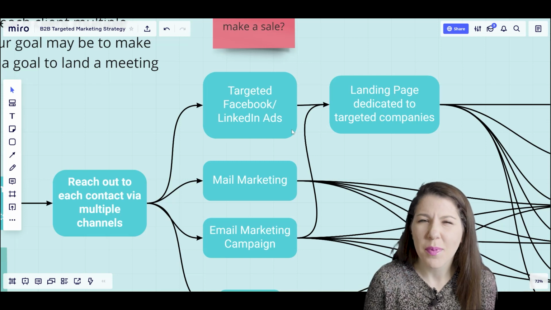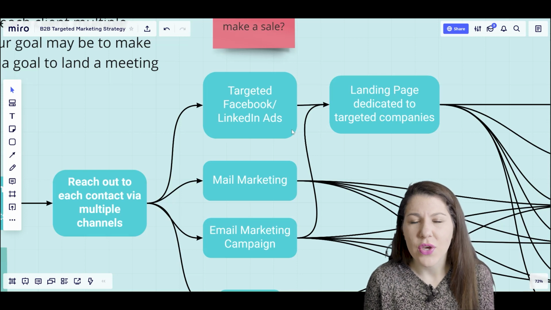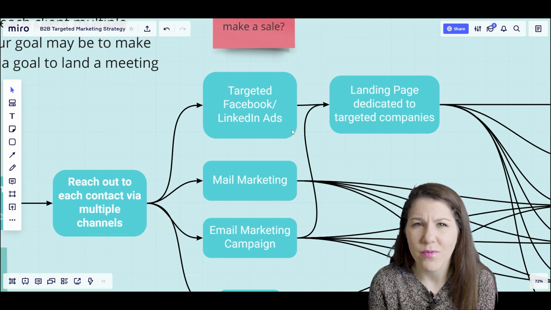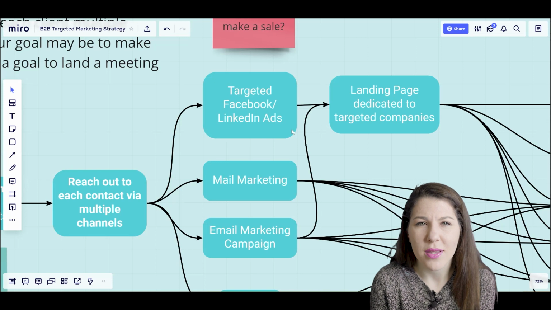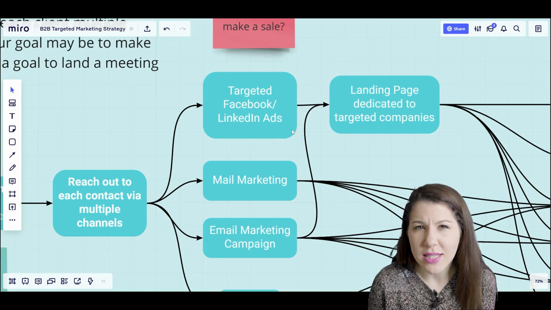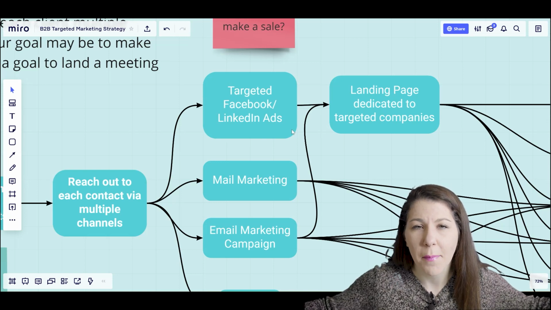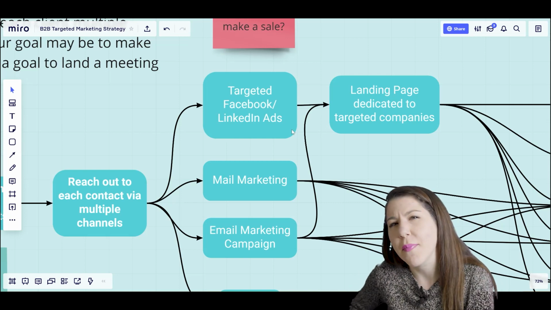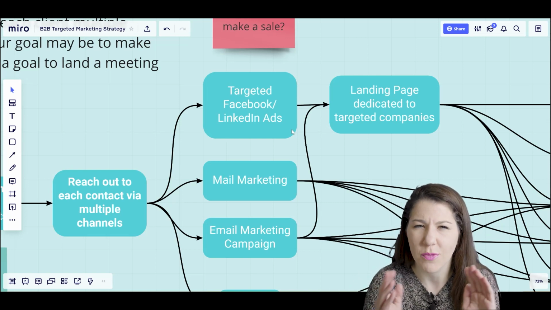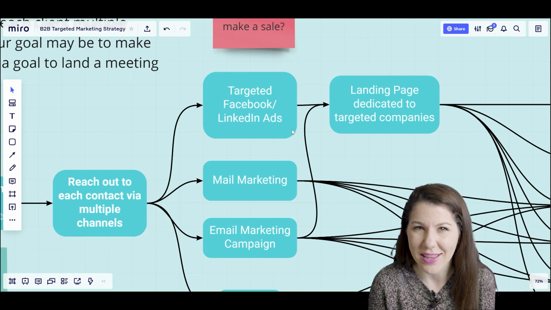Another downside to this part of the strategy is that you can't target the specific individual only. You can put some kind of limitations in there, but more people from the company are going to see it. So it's more similar to your mass marketing, but at least we're targeting a specific company and we know who our ad's going out to.